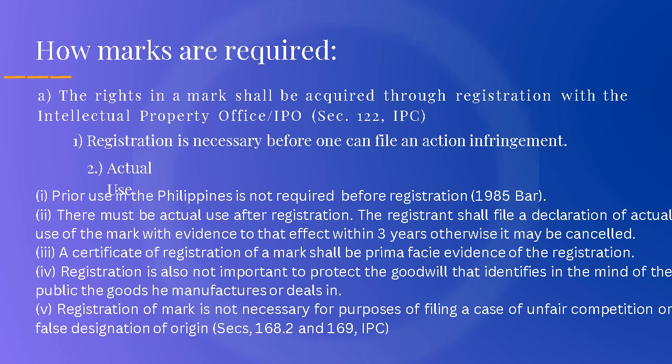It was asked in the 1985 bar. There must be an actual use after registration. The registrant shall file a declaration of actual use of the mark with evidence to that effect within 3 years, otherwise it may be cancelled. 3. A certificate of registration of a mark shall be prima facie evidence of the registration.